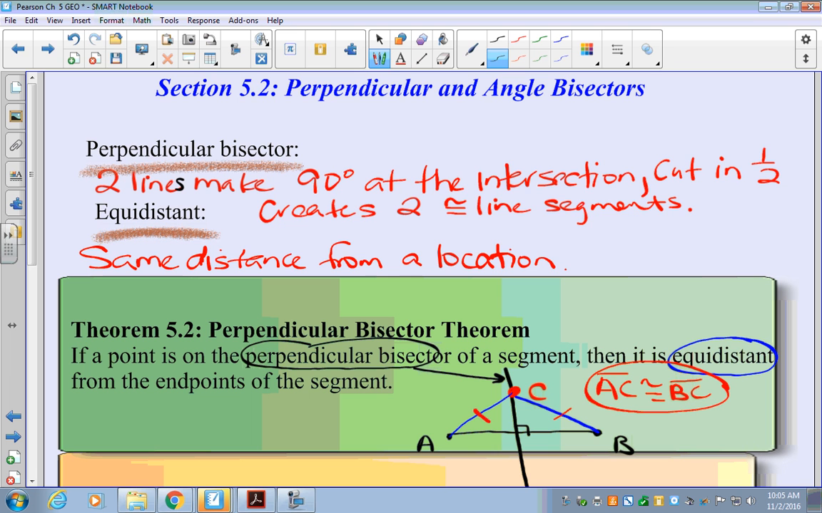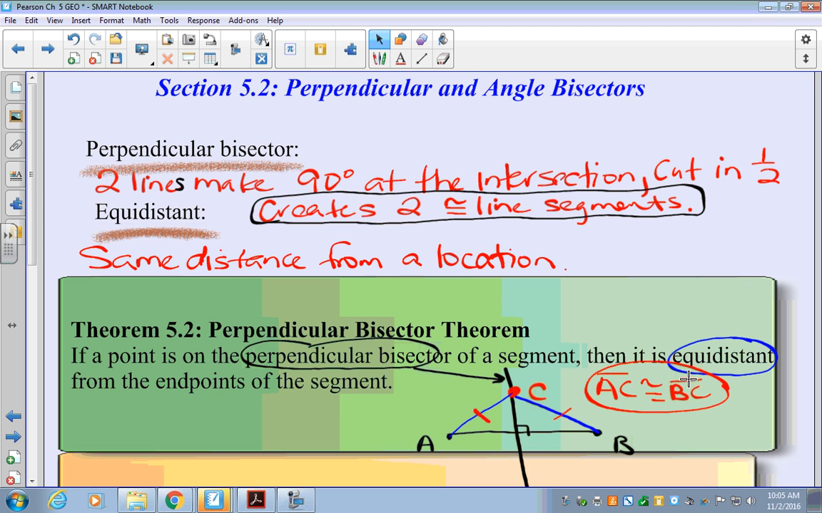I'm going to put this in a little box. This is something we've been using, the bisector definition, where a bisector will cut things into two congruent parts.